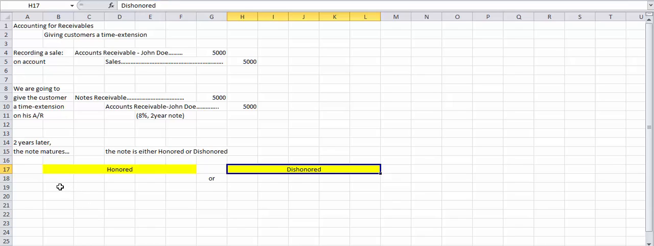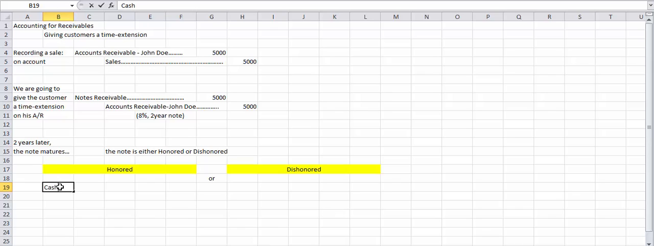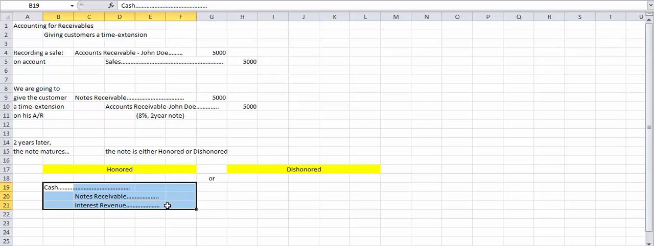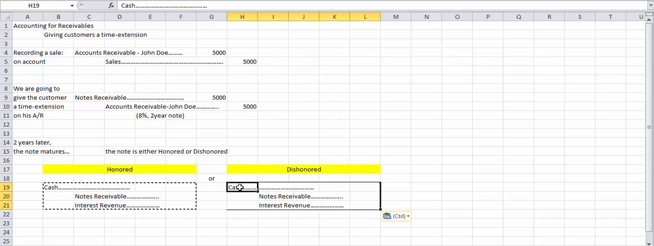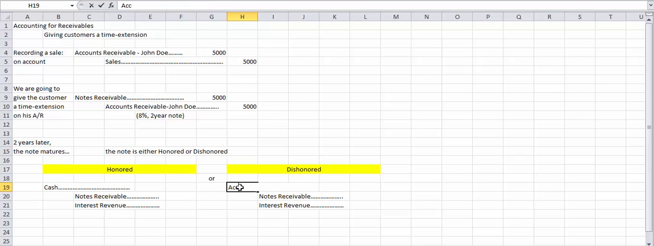If the note is honored, that means we are going to collect the cash from this customer, which is what we are hoping for. The note receivable has to come off the books because it now has matured. Once the note has matured, it must be removed from the books, whether we get the money or not. And we are also going to credit interest revenue because we have earned some interest. This entry is almost identical under dishonored with one minor modification. Instead of debiting cash, if the note is dishonored, we have to put the customer back into accounts receivable.